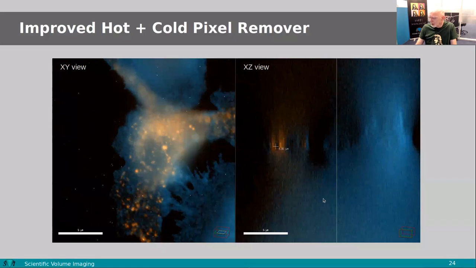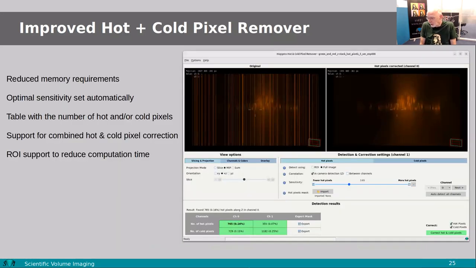They are often conserved in the Z dimension, as you can see here in this XZ slice. And they often exist in the different channels, giving you false co-localization results. So it's very important to get these fixed. We can do that with our hot and cold pixel remover.